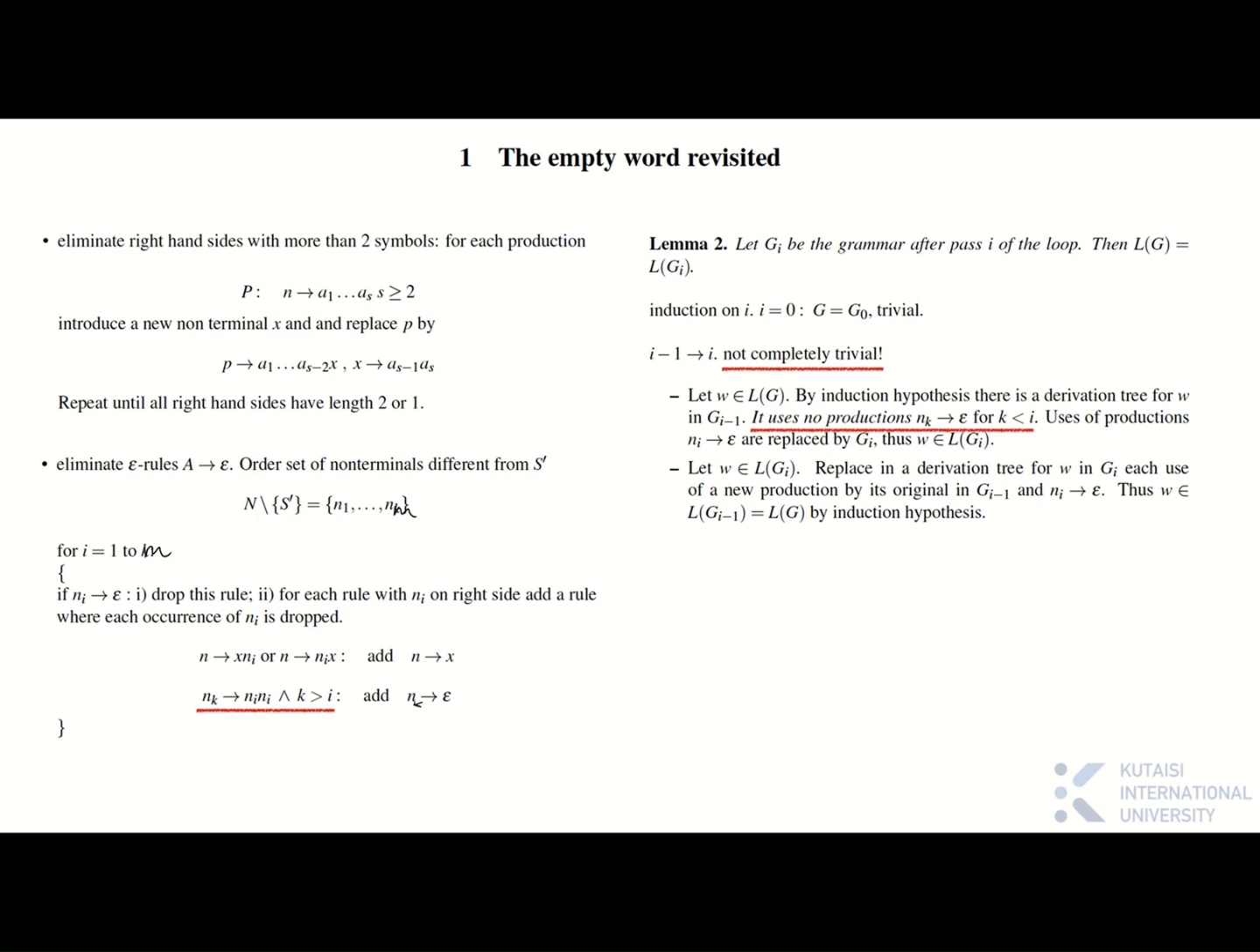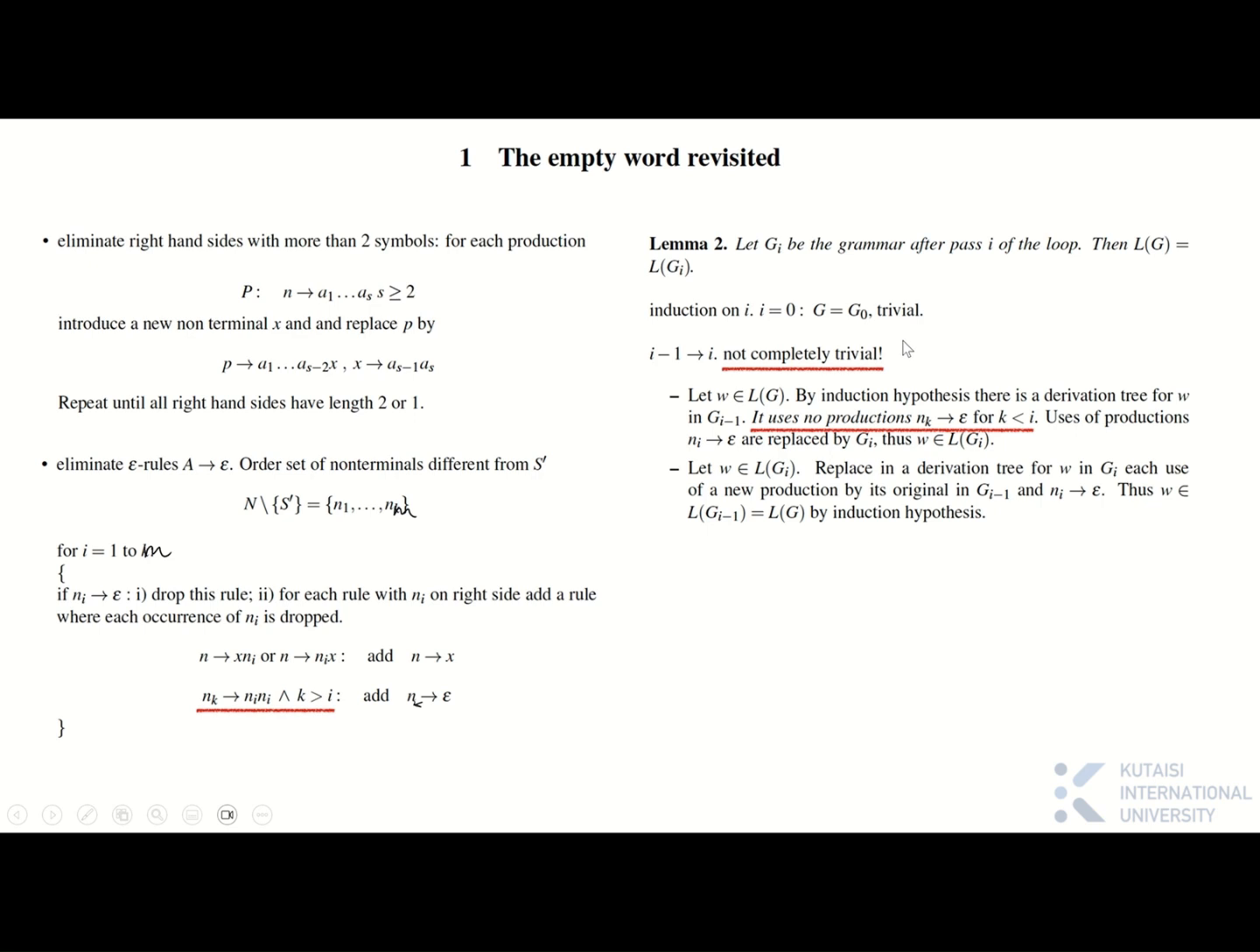So this is an induction on i. When i equals 0, by definition your G0 is the same. No loop run has occurred yet, so it's the same language basically. Maybe you still did this shortening of the rules, but it is trivial that the language stays the same. So G equals G0 is trivial.